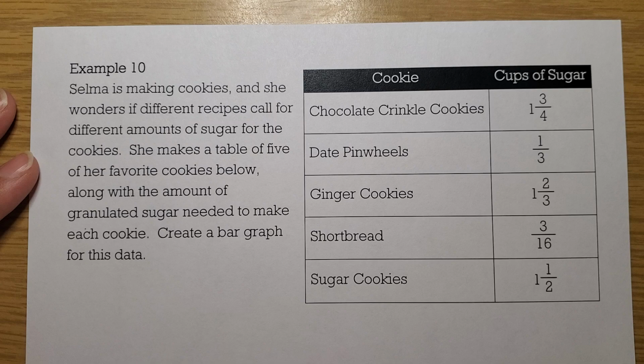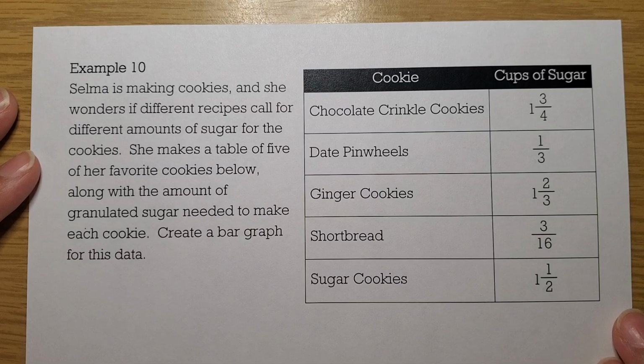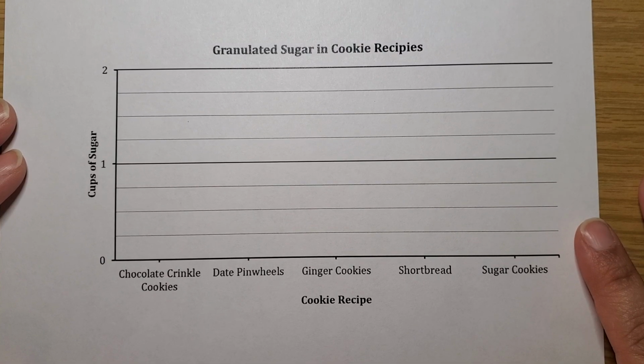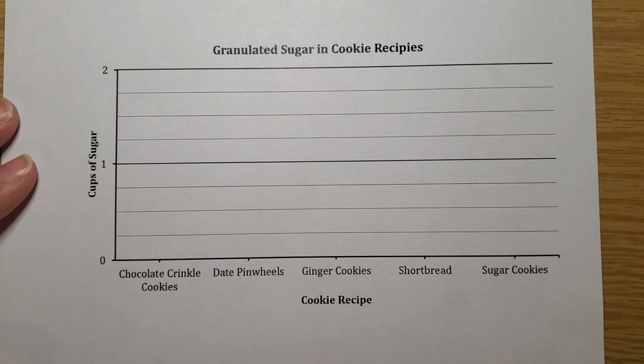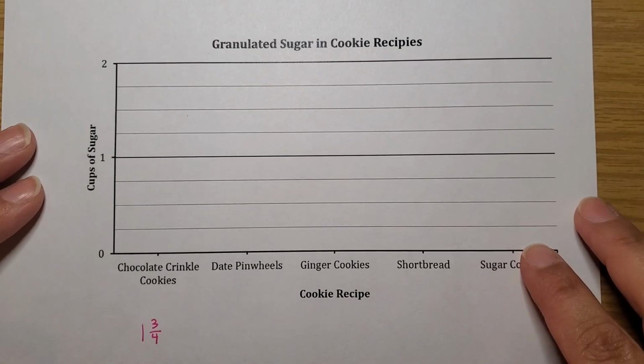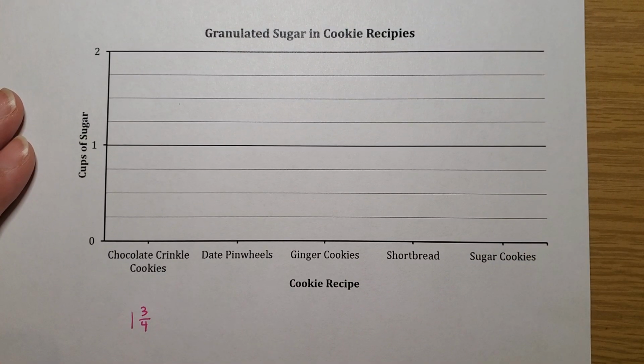So I'm going to have to shift this so that the table goes off the screen. If you want to pause and copy these down to make the bar graph with me, feel free to do so now. Okay, and so now I'm going to get to my graphing space here, and we're going to draw our cookies. So the chocolate crinkle cookies required 1 3/4 cups of sugar. I'm going to jot this down here just for reference, since we can't see my table. So this is off screen. So I'm just going to write the amounts down here as reference.